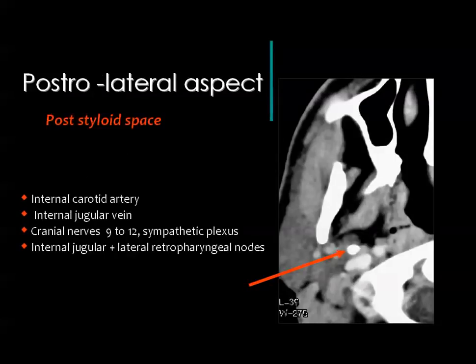Then we came to the posterior aspect, or the posterolateral aspect, which is known as the post-styloid space, where the carotid canal is present. And you should remember the anatomic structures, because they will give rise to the pathology: the internal carotid artery, the internal jugular vein, the cranial nerves, and the lymph nodes.